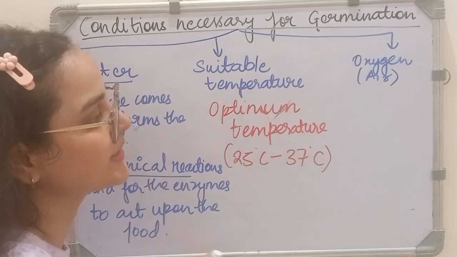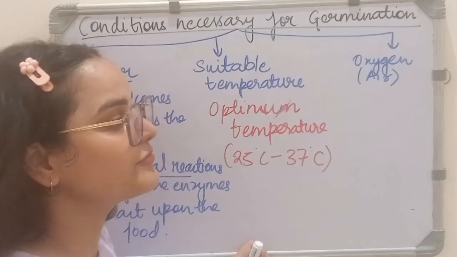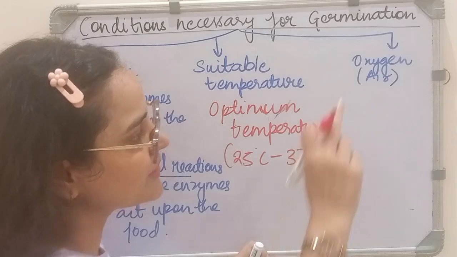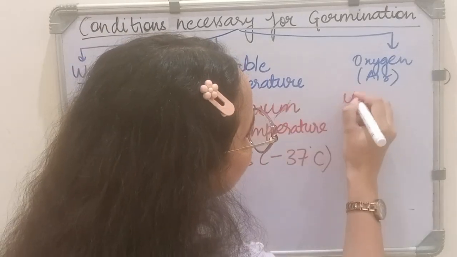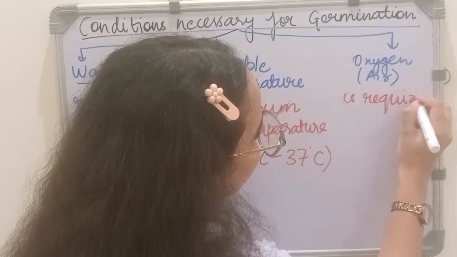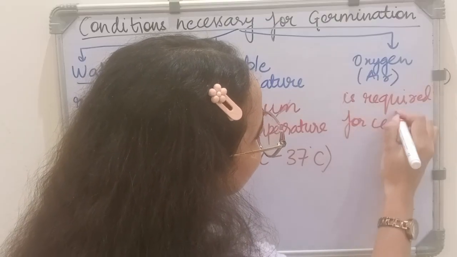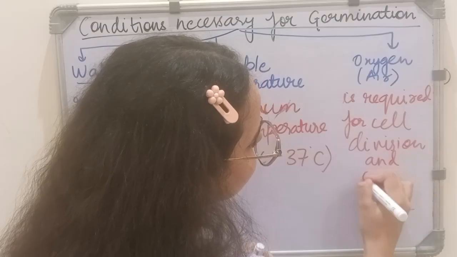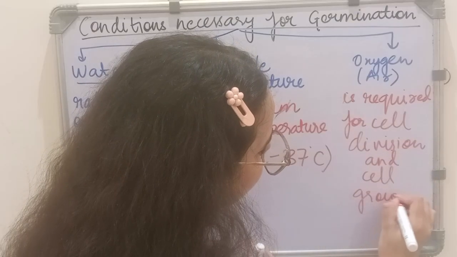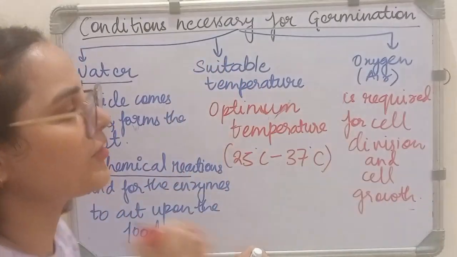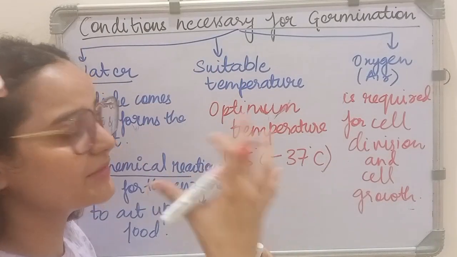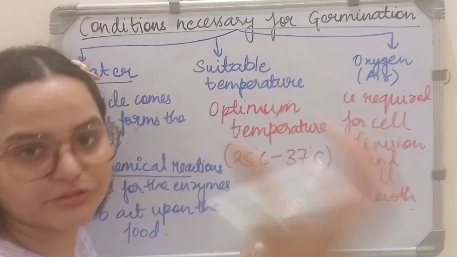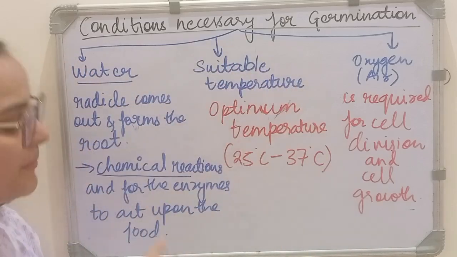Now oxygen. Oxygen is important for the cell division happening in the embryo. So oxygen is required for cell division and cell growth. If proper oxygen is available, cells will divide properly and form new cells, and our young plant will be formed, then our mature plant. So this was all about germination.